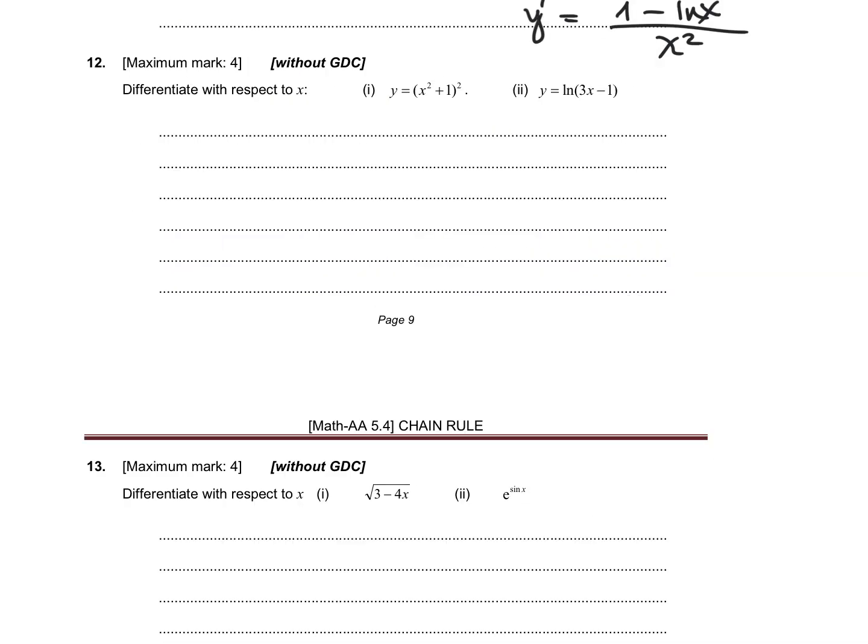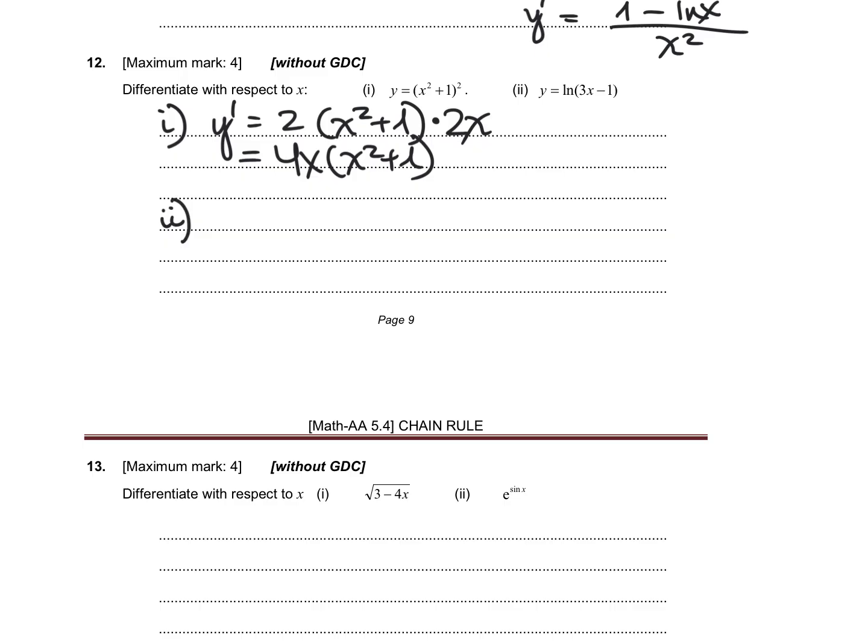All right, number 12, differentiate. So we're going to have y prime is 2 (x squared plus 1) to the 1. So that's the derivative of the whole thing times the derivative of the inside. So 4x(x squared plus 1). Double I. So y prime, the derivative of the whole thing is 1 over 3x minus 1 times the derivative of the inside thing, which is just 3.